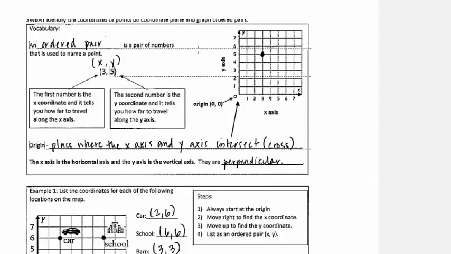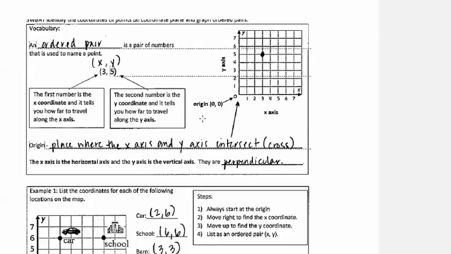An ordered pair is a pair of numbers that is used to name a point. Here we have the ordered pair 3, 5. The first number is the x-coordinate, which tells you how far to travel along the x-axis. This is the horizontal axis, and it tells you how far to travel to the right. And then the second number is the y-coordinate, and it tells you how far to travel along the y-axis, up and down, right? So this tells you how far up to go. And then again, right here, we'll label x and y.